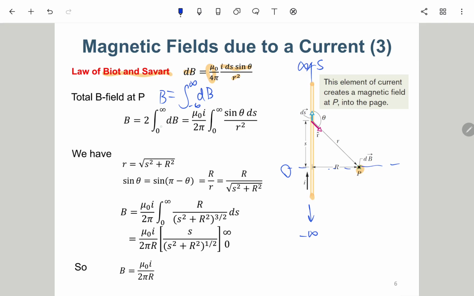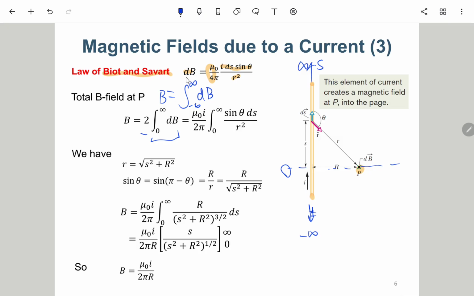Which means it will be 2 times the integral of dB from 0 to infinity. It equals the part from negative infinity to 0, because you can always find a part symmetric to it. This part and this part will generate the same thing. So the idea here is that we only calculate half of it.